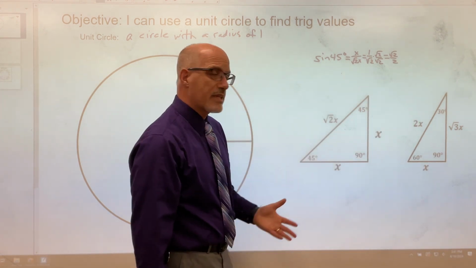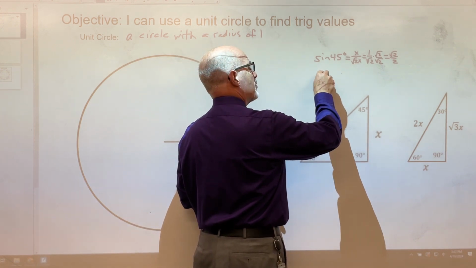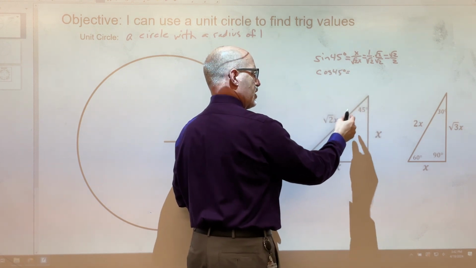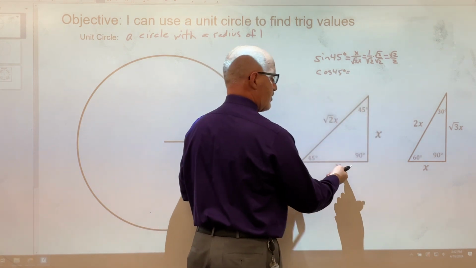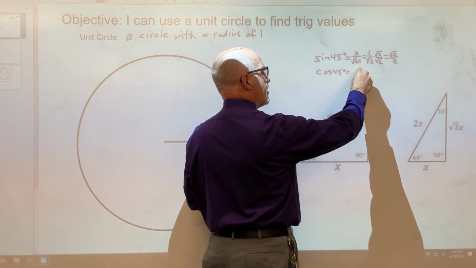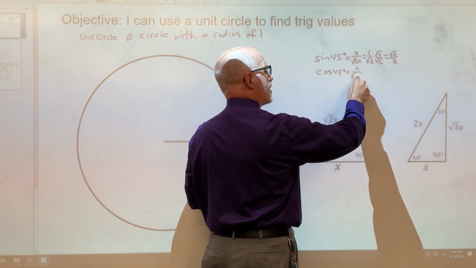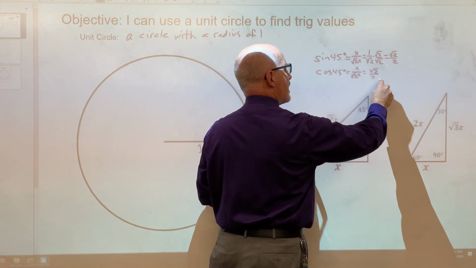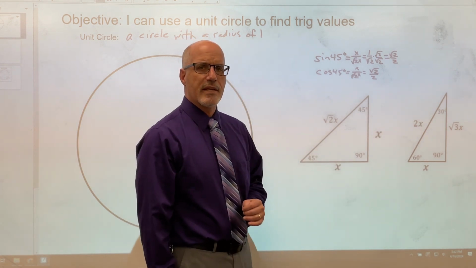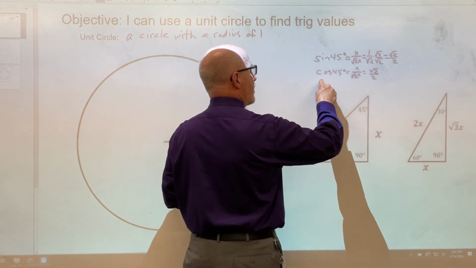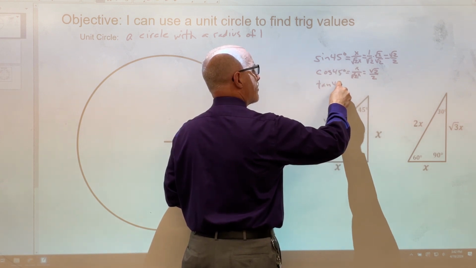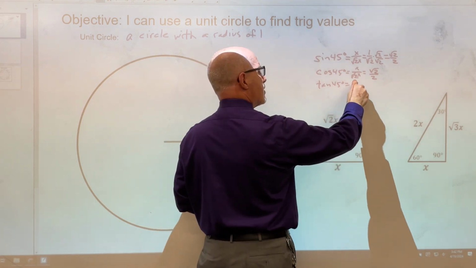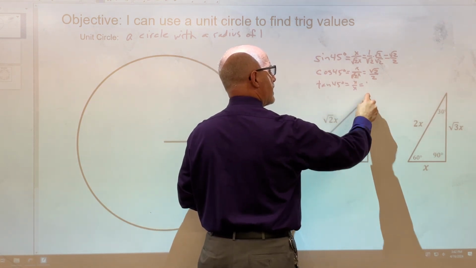When you do the cosine, notice you get the exact same thing. Cosine is the adjacent to the 45, which is x, over the hypotenuse, which is square root of 2 times x. When you simplify and rationalize, you get square root of 2 over 2 again. When you do tangent of 45, that's equal to opposite x over adjacent x, which is just a 1.